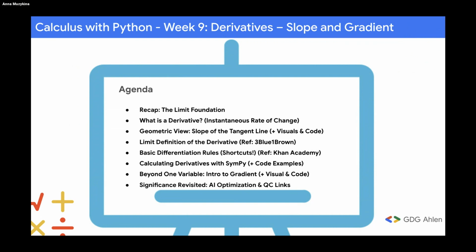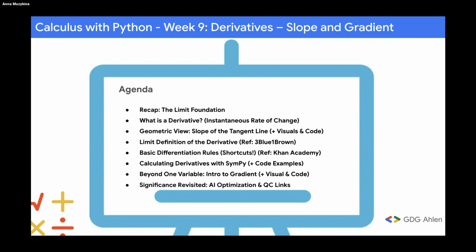We will revisit the formal limit definition of the derivative, connecting it to the geometric view. We will introduce some essential shortcut rules for differentiation, covered extensively on Khan Academy. We will learn how to use the Python library sympy to compute derivatives symbolically, looking at several code examples.